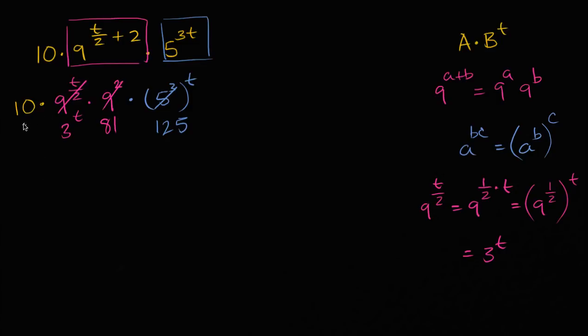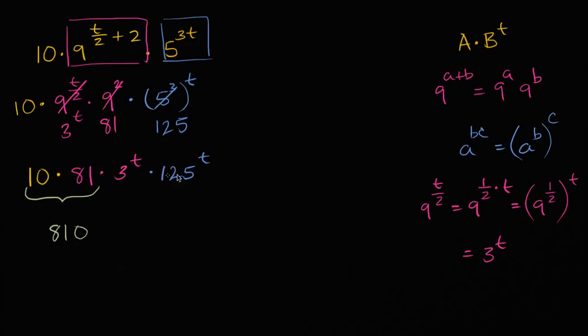So now this is getting interesting. So I have the 10 out front times 3 to the t. Actually, let me write the 81 first. 10 times 81 times 3 to the t. So all I did is I just swapped the order that I'm multiplying. Times 125 to the t power. Now, the 10 times 81, I could just multiply that out. That's going to be 810.